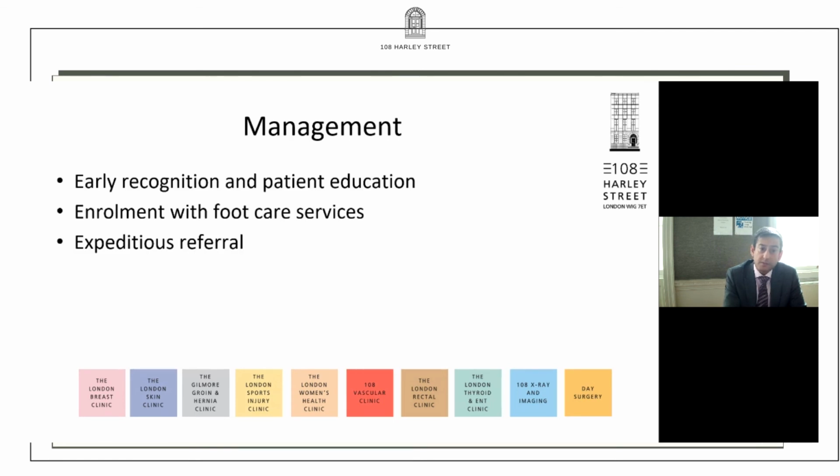How do we manage them? Early recognition and patient education goes without saying that we have to educate these patients about proper foot care. And also, it would be good if we could fit them into local foot care services, so that somebody can keep a good eye on these patients on their feet. Expeditious referral, so early diagnosis and early treatment.